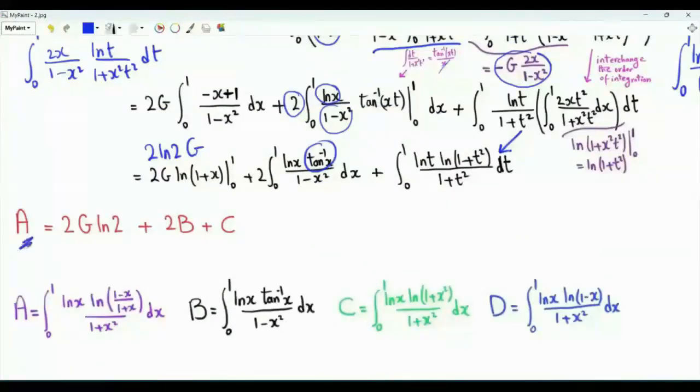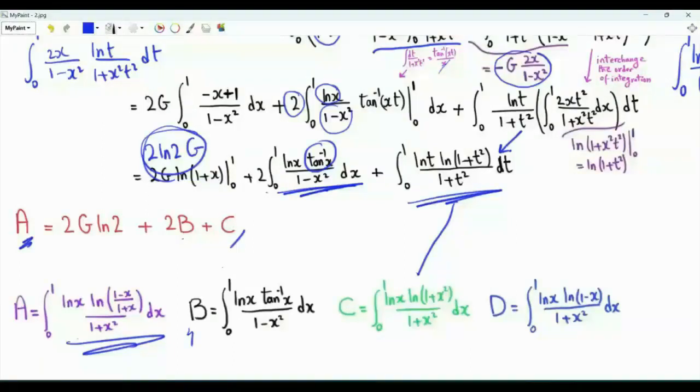Here are our four friends. We have a equal to 2g ln 2, and then we have double this integral, which is b. Then we have this integral, which is c. It is clear that we still have more work to do, as this relation alone will not help us obtain our original integral, which is 2c minus 4d.